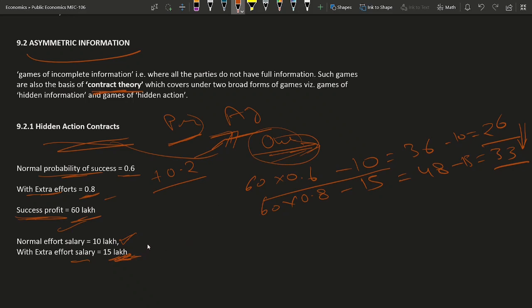So here comes the second problem of asymmetric information. The owner hires a manager who is taking a salary of 15 lakh. But the owner doesn't know whether the manager is putting in extra effort or not, because the manager can always say that even after putting in extra efforts, there is still a 0.2 probability that the business or the project will fail. So the owner cannot blame the manager for the failure of the business, and he doesn't have any method to analyze whether he is putting in extra effort or not.